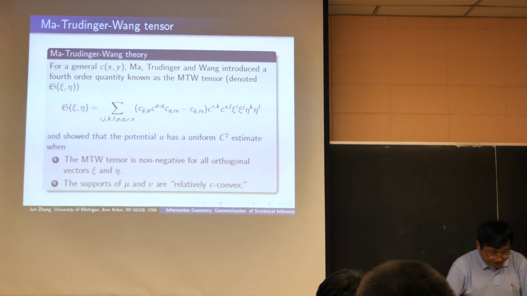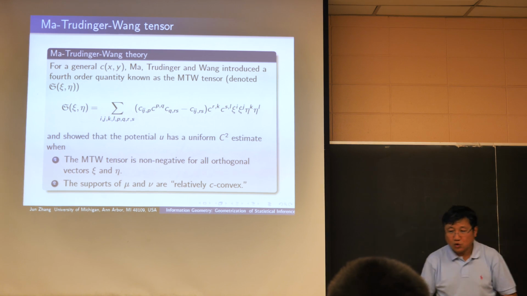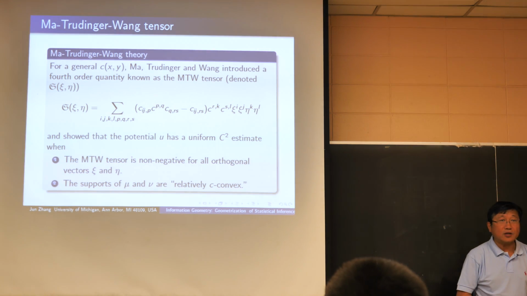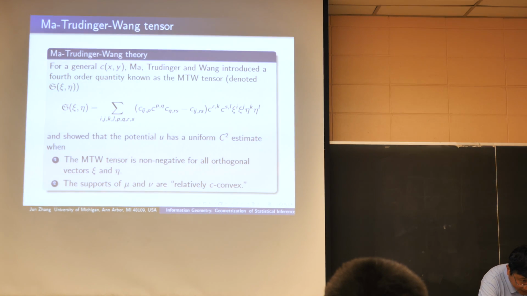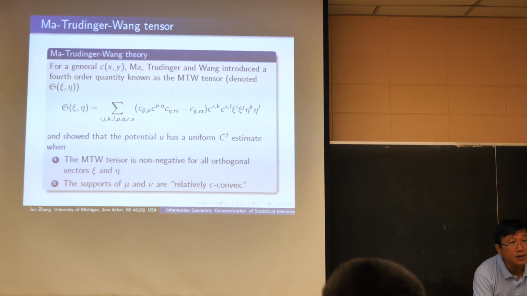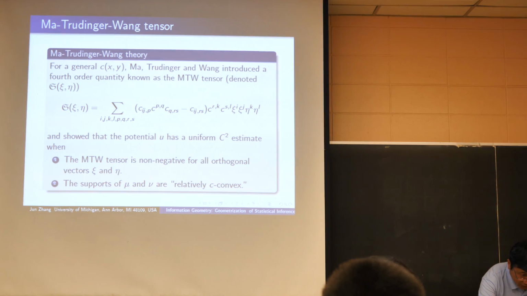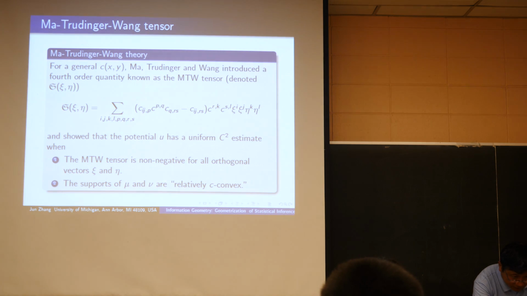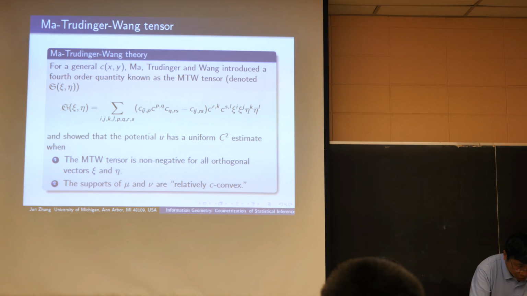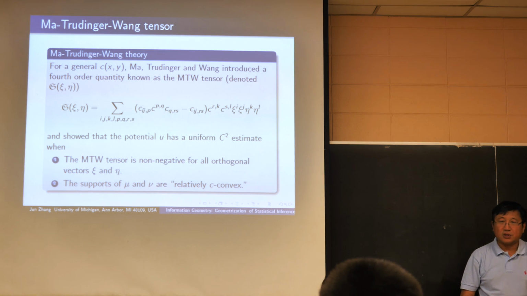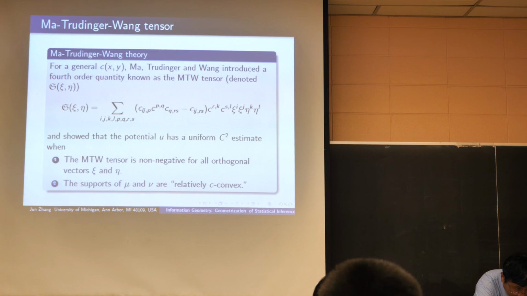Okay, so recently, in joint work with a postdoctoral fellow in my lab, we looked at the so-called MTW tensor in the optimal transport problem, which governs the regularity condition. Ma, Trudinger and Wang gave some conditions for the transport map to be regular, namely, number one, the MTW tensor is non-negative for all orthogonal vectors, and then the support has the relative c-convex property.